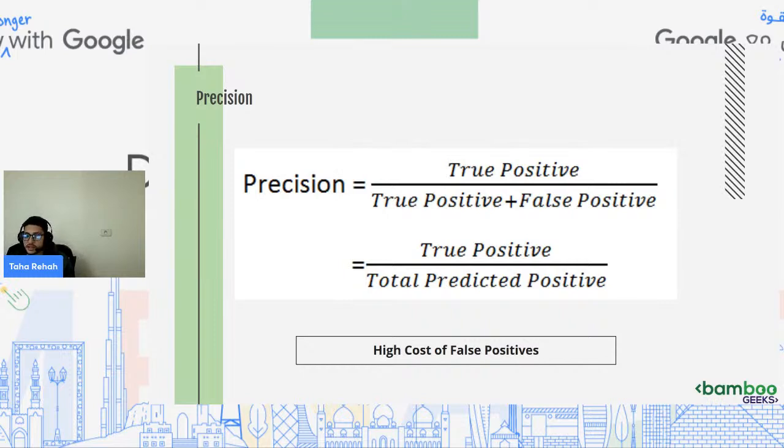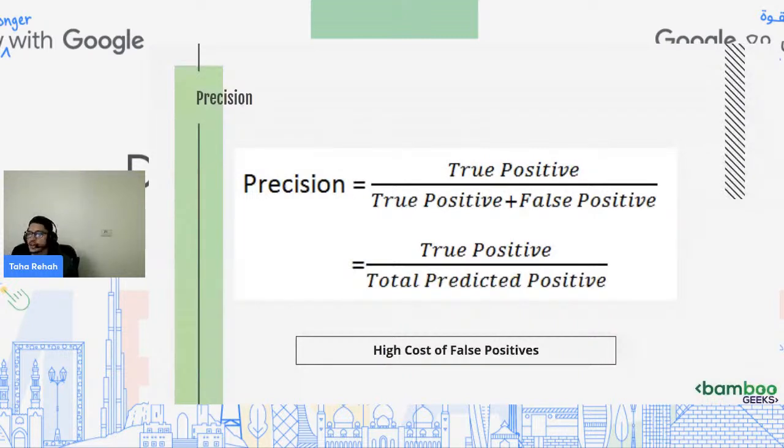Basically, we use precision when there is a high cost of false positives. That is, where we have a problem in which false positives matter a lot, more than the false negatives.